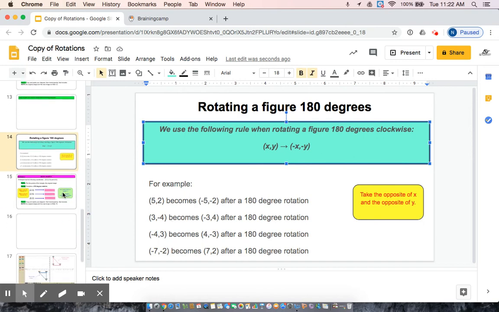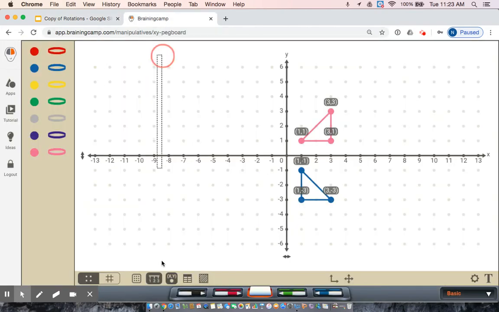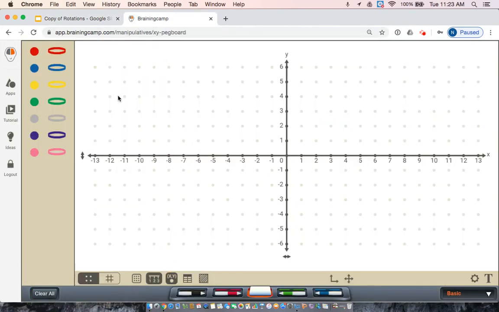All right, so let's look at an example. Number 3 says a triangle has the following coordinates: 2, 2, 2, 6, and 6, 2. So part A, or step 1, is plot these points on Braining Camp. So I'm going to come to Braining Camp, clear, and plot my original coordinates. So we have 2, 2, 2, 6, and 6, 2. Now I'm going to connect my dots. Okay, so that was step 1.